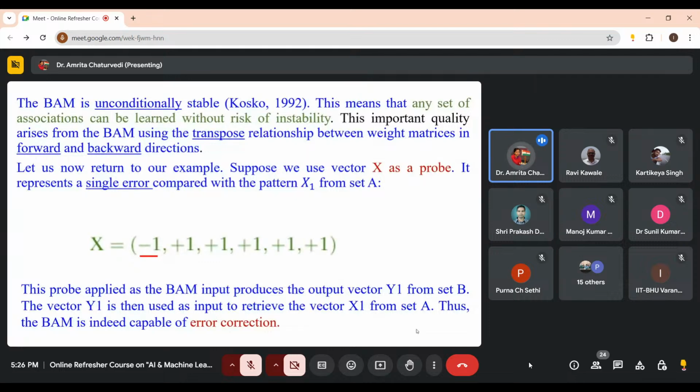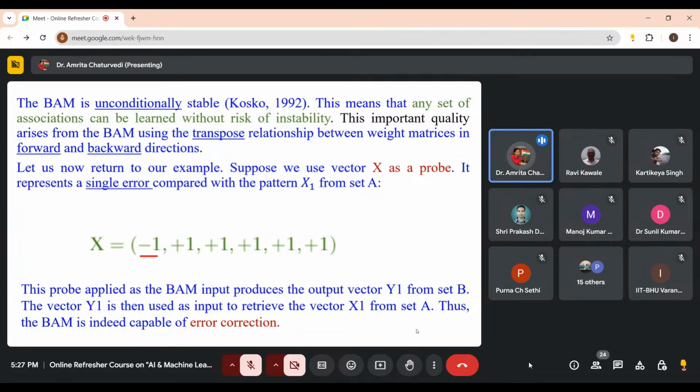So suppose we use vector x as a probe. In this x we have changed the sign of the first value. Okay, so there is a single error in x1, right? So instead of 1 we have kept it minus 1. Now this probe is applied as the BAM input and produces the output vector y1 from set B. This vector y1 is then used as input to retrieve the vector x1 from set A. Suppose you apply this vector x to this trained model, you get y1 as the output. When you again apply y1 as input to this BAM, you will get x1.